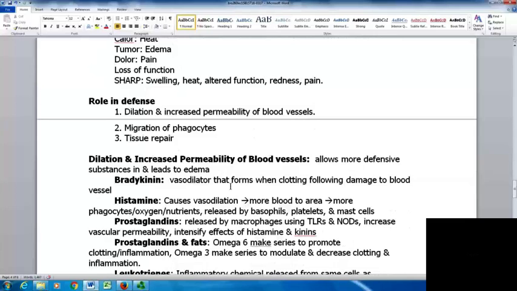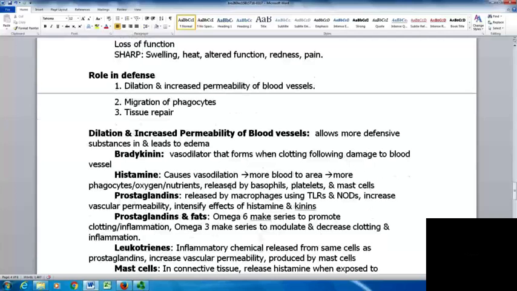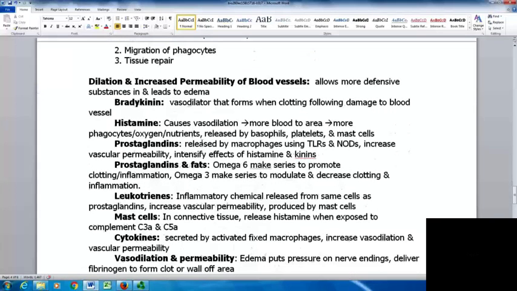The dilation and increased permeability of the blood vessels is important because it allows more defensive substances in, but it also leads to edema. Bradykinin is a vasodilator that forms when clotting follows damage to blood vessels. Histamine also causes vasodilation, brings more blood to the area, which will mean more phagocytes, oxygen, and nutrients can be released by basophils, platelets, and mast cells.